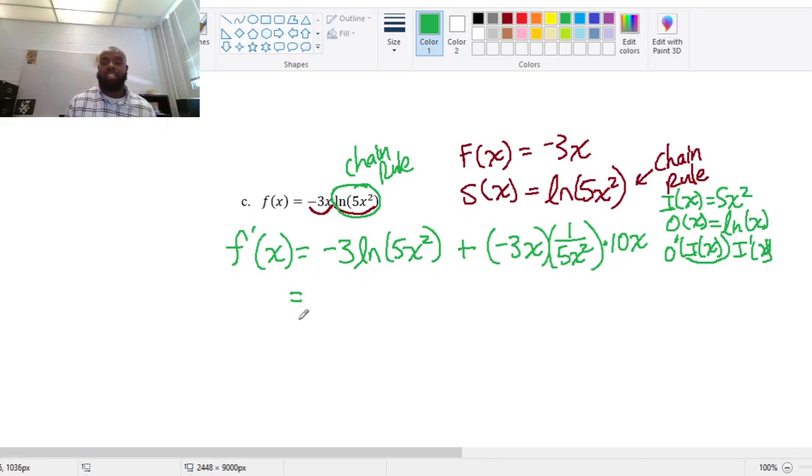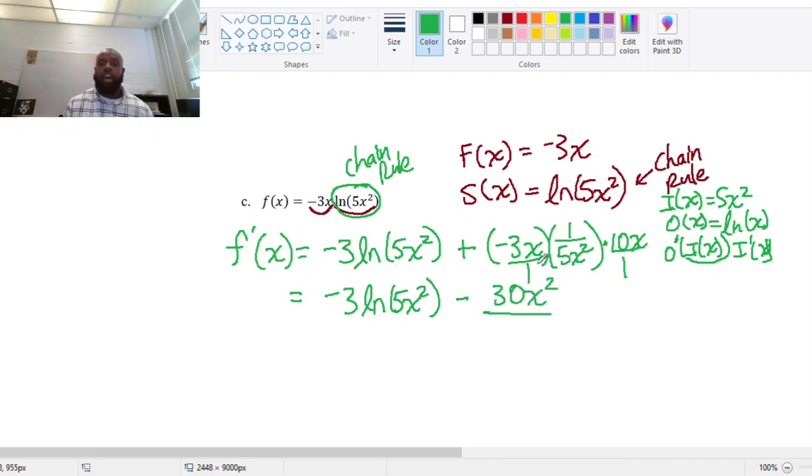And so if I wanted to make this look a little nicer, I'll have a negative 3 natural log of 5x squared. This negative 3, actually that's over 1 and that's over 1. Since this is a fraction, I'm going to make all of these fractions. And so what I see here is I have a negative 3x times 1 times 10x. That's a negative 30x squared. So I have a negative 30x squared divided by 1 times 5x squared times 1. That's a 5x squared. And so I can simplify that to minus 6 because those x squareds cancel.